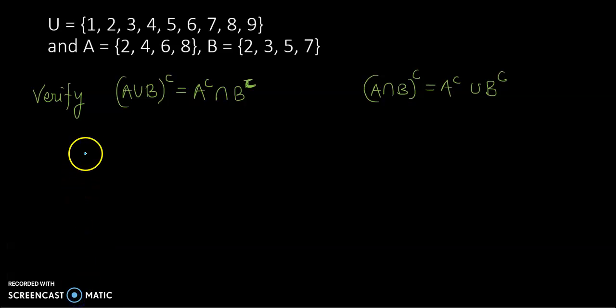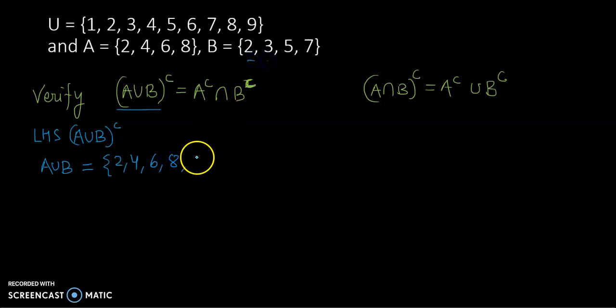Let's do that. So I'll find the left hand side first of all. This is the left hand side, that means the complement of A union B. For that, first I'll collect A union B. And what is going to be A union B here? A union B is going to be simply 2, 4, 6, 8. 2 I have already covered, 3 definitely, and then 5, and then 7. So that's A union B for you.